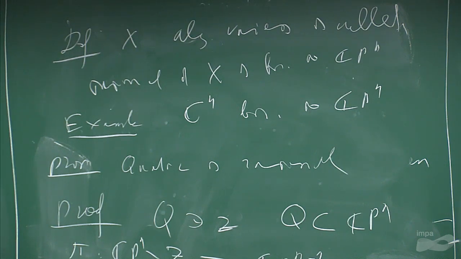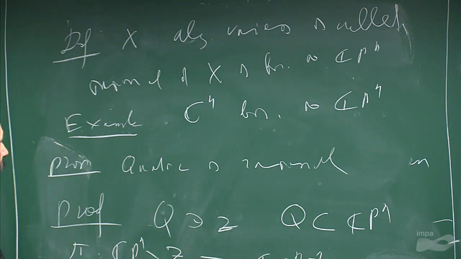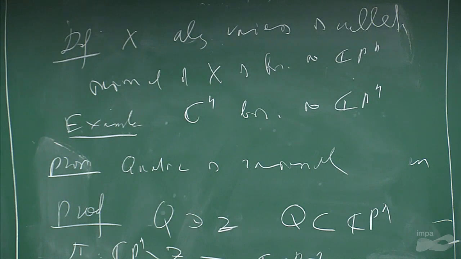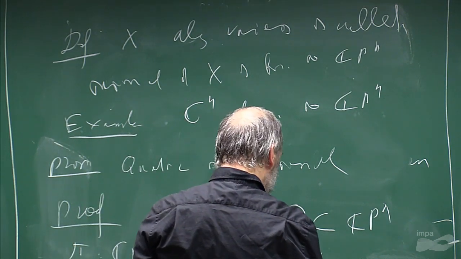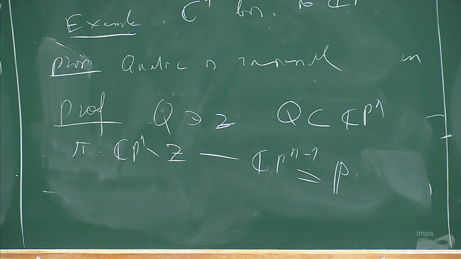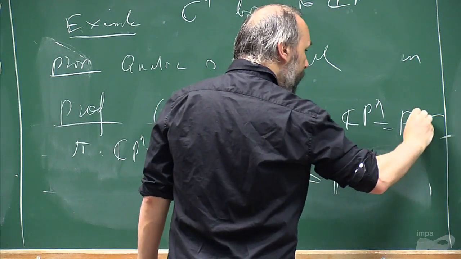Then, as we have just discussed, in dimension 0, every quadric has 2 points. So this means that if you have a subspace, so let's say CP... This would be the projectivization of V, and this will be the projectivization of W.